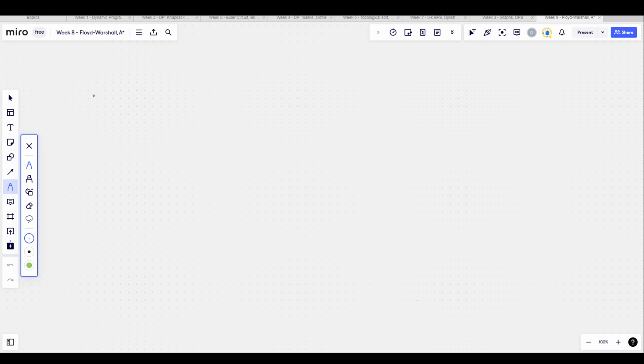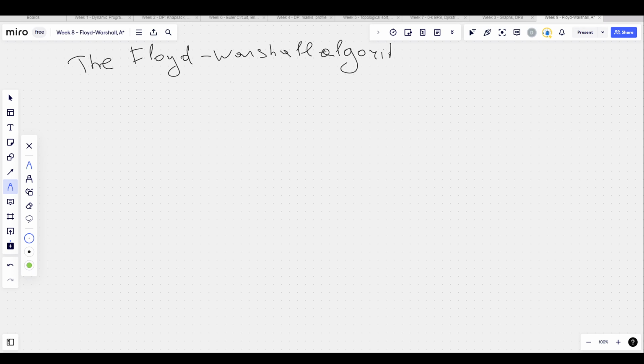Okay, the Floyd-Warshall algorithm. Do you see the demonstration? Yes. This algorithm solves the all pairs shortest path problem on a directed graph.